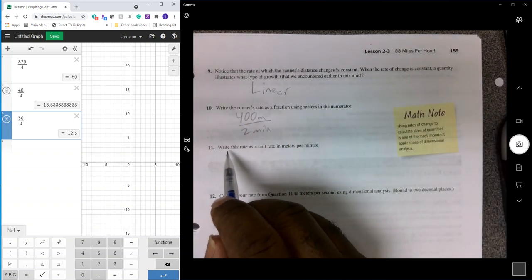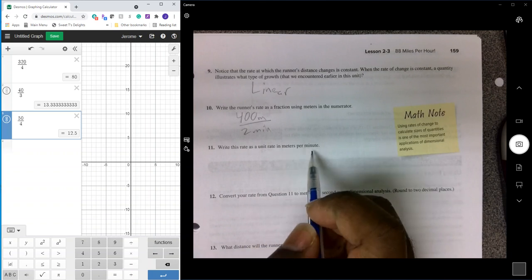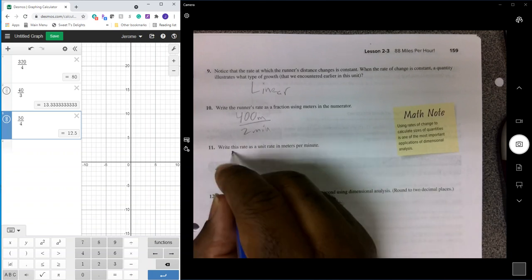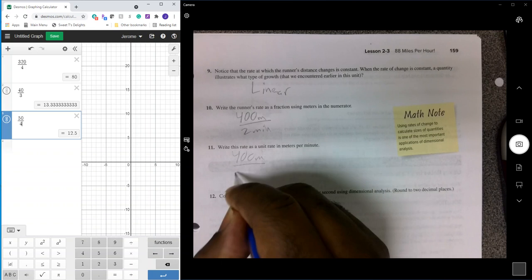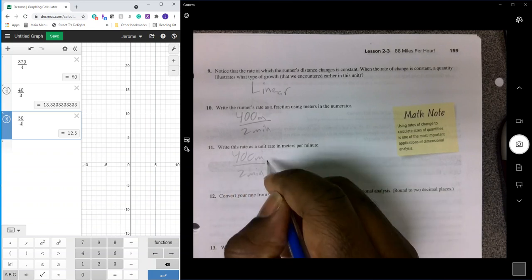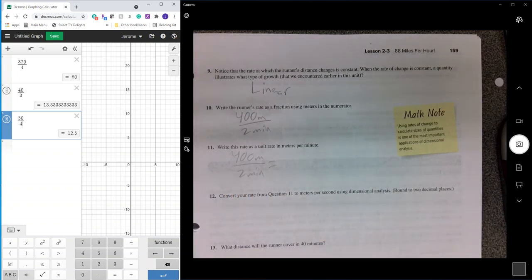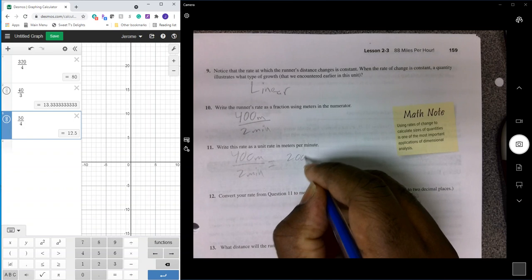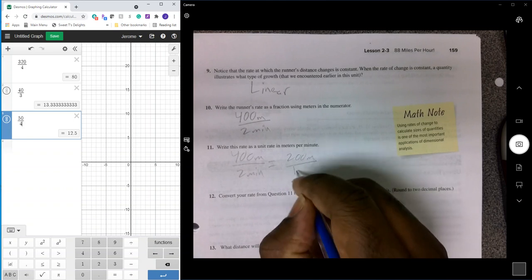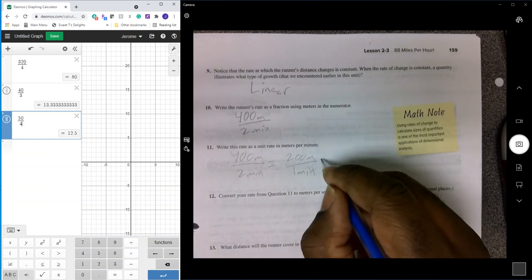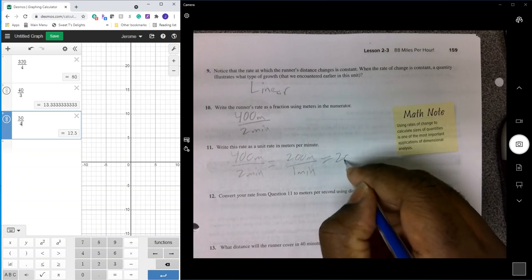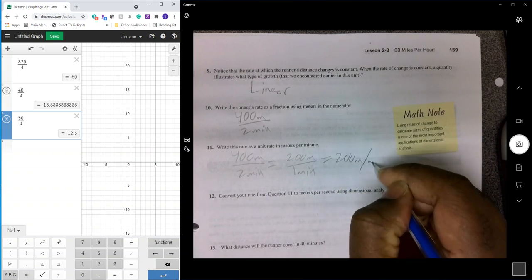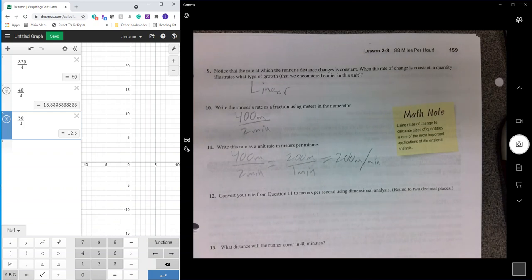It says 11, write this rate as a unit rate in meters per minute. So remember, the difference between a rate and a unit rate is that a unit rate must have 1 in the denominator. So we could divide both of these by 2, and we add 200 meters over 1 minute. So this could be written as 200 meters per minute. And you don't have to write the 1 for the minute.